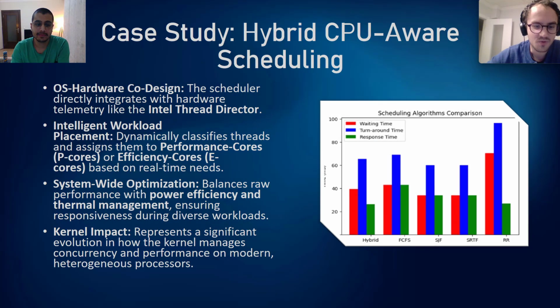Hybrid CPUs require intelligent scheduling. Windows uses telemetry like Intel Thread Director to place workloads optimally.